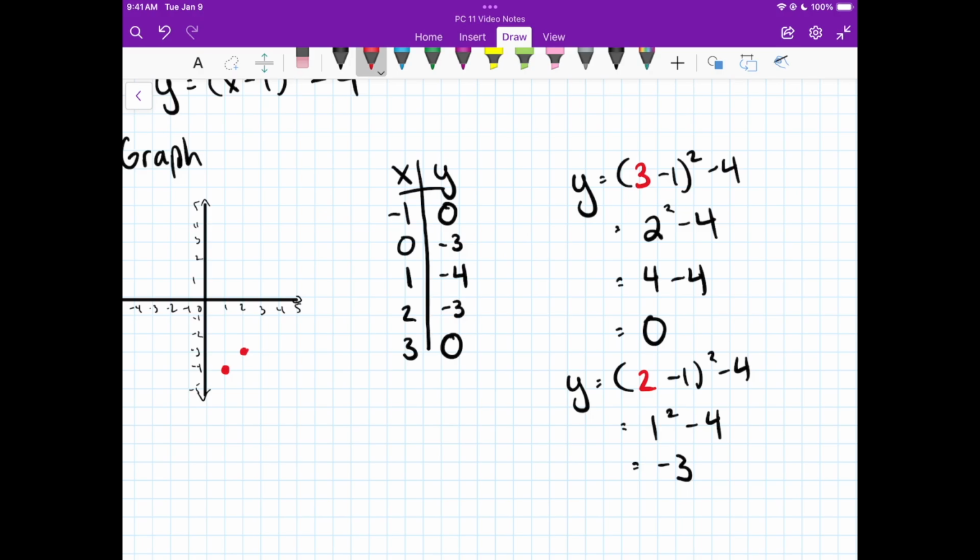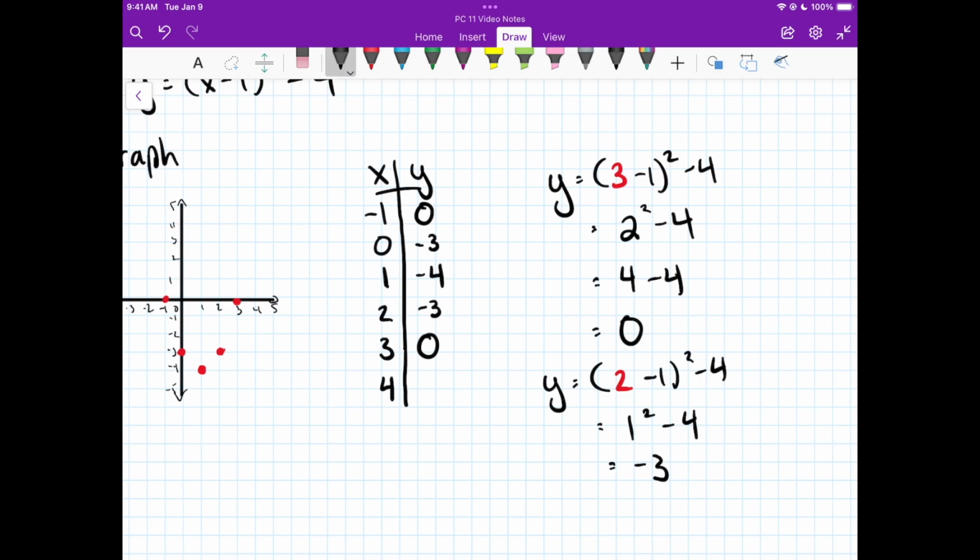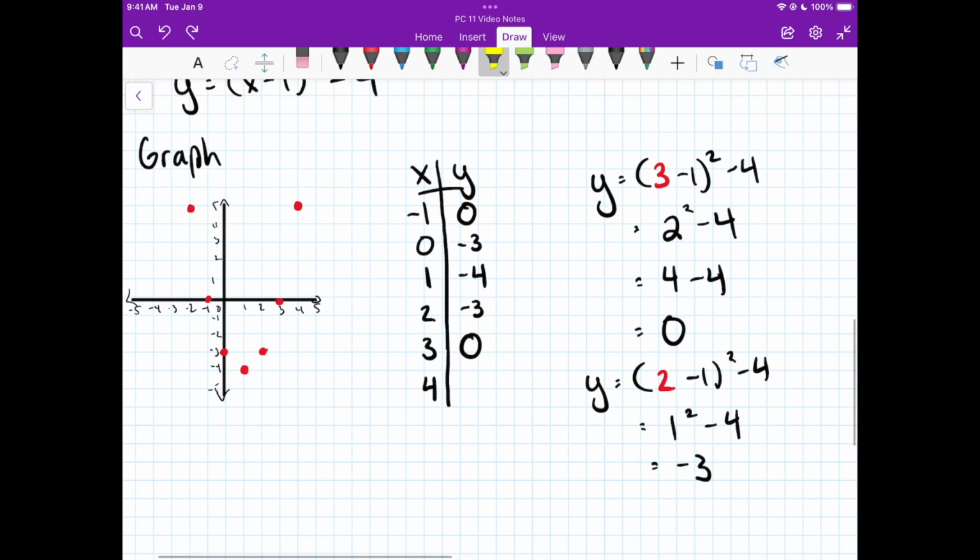So we're going to go ahead and plot those on our graph. And I actually am going to want one more set of points here for reasons that will be explained later. So let's go ahead and plug 4 into here as well. So 4 minus 1 is 3. 3 squared is 9. And then 9 minus 4 is 5. So we're also going to get points a little bit further at 5. So that's these 2 points right here. Okay, so we've got enough points. Let's make ourselves a parabola.